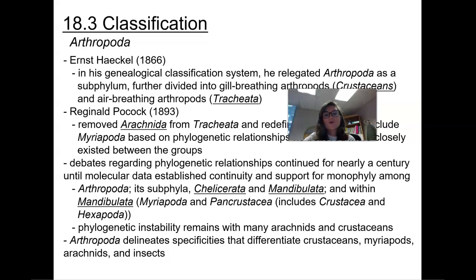And so with this, Arthropoda is going to delineate specifications that are going to differentiate the crustaceans, the myriapods, the arachnids, and the insects.